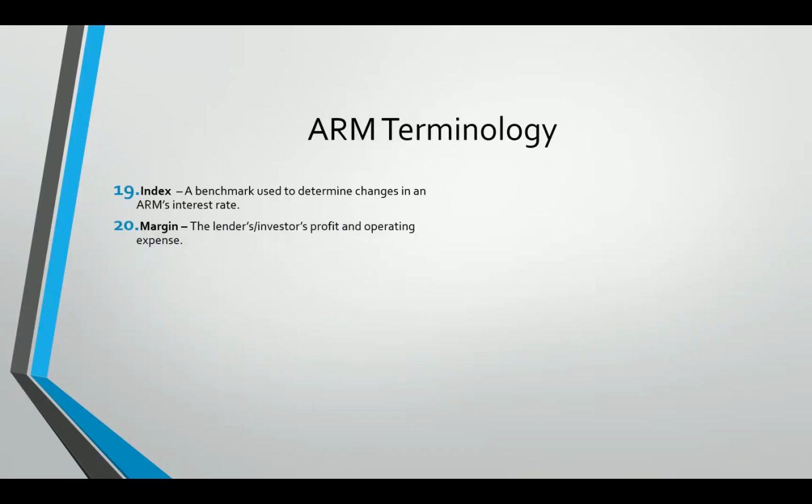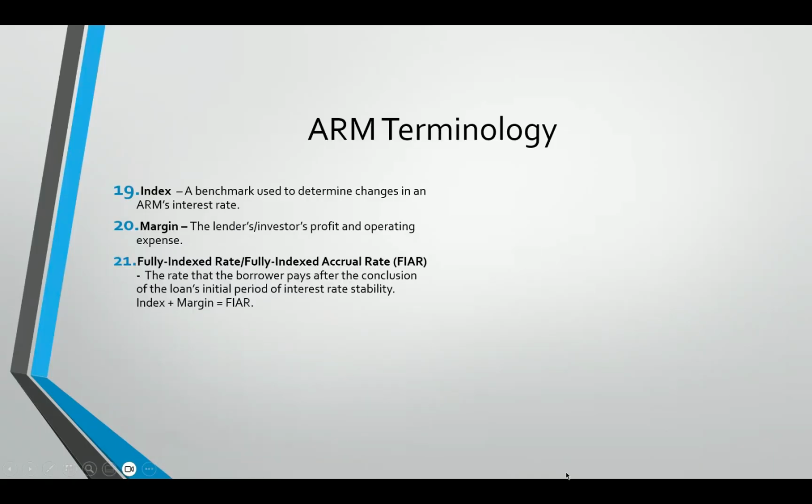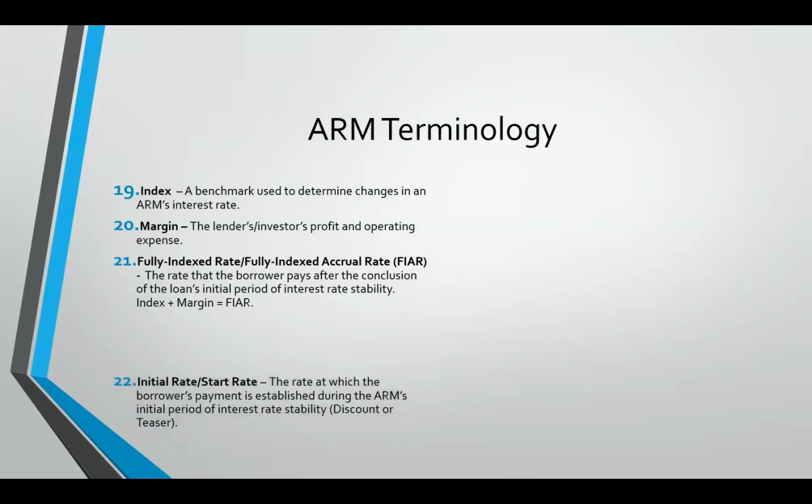The margin is the lender's and investor's profit and operating expense. Like the index, the margin is established by the lender at the ARM's point of origination. The fully indexed rate, also referred to as the fully indexed accrual rate or FIR, is the rate that the borrower pays after the conclusion of the loan's initial period of interest rate stability. To calculate it, simply add the index plus the margin, and there you'll have the FIR.